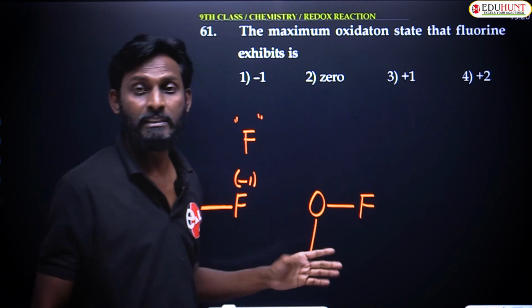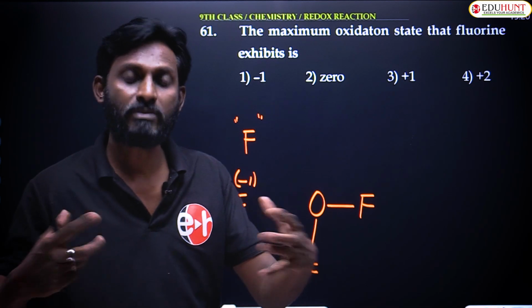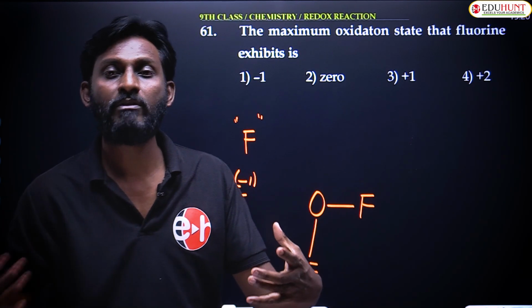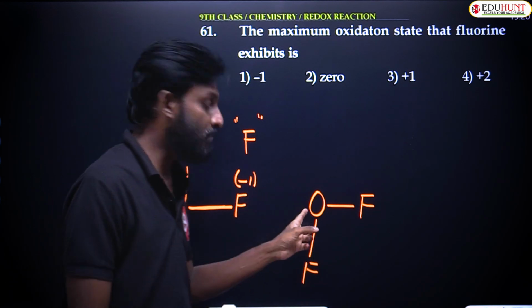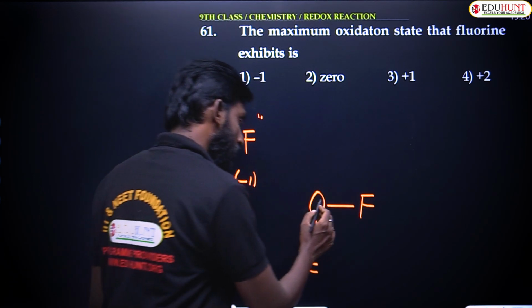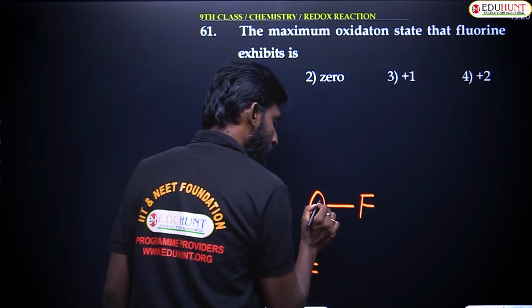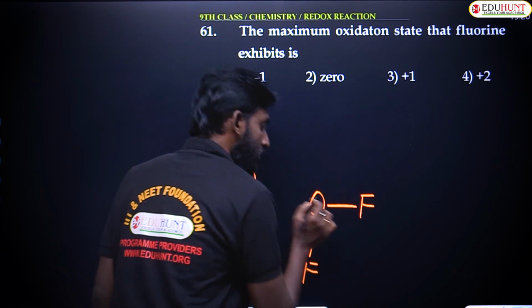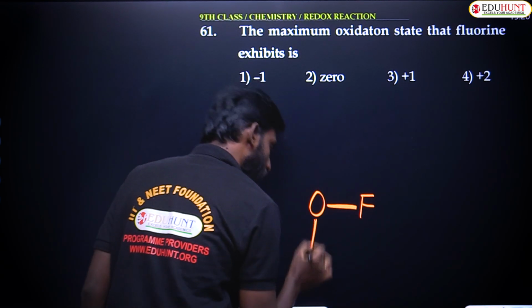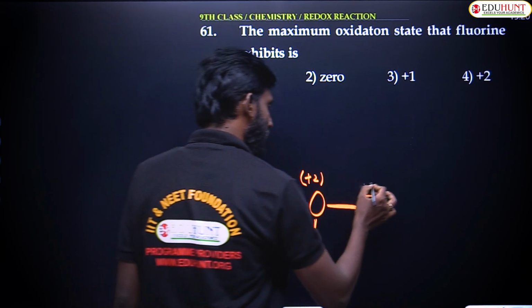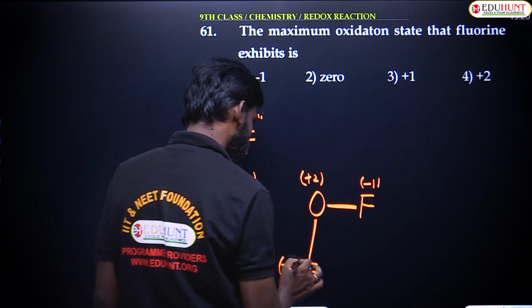Generally oxygen is a more electronegative atom and will be in the -2 state. But when oxygen is bonded to fluorine, oxygen will be in the state of losing electrons. So for this bond, oxygen will get +1, +2. I explained so many times. Fluorine will be in the -1 state.